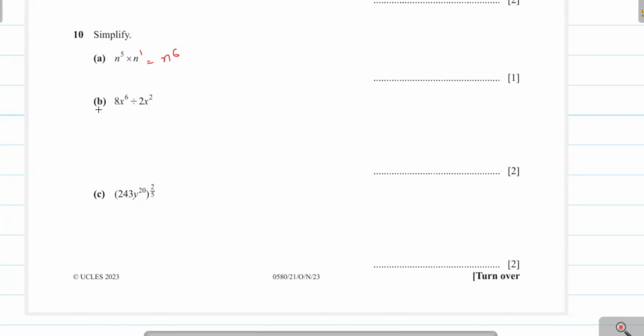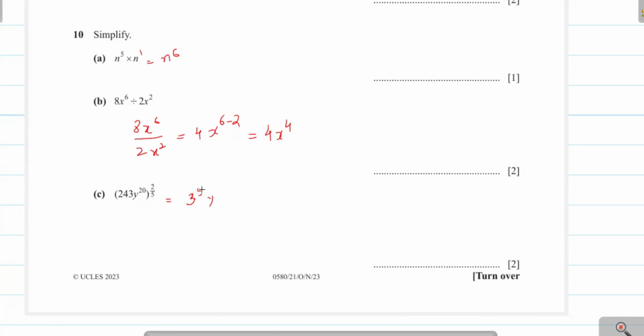Question part C, (243y^20) to the power 2 over 5. Now we can write 243 as 3^5, and y^20 is written as it is, into the whole power 2 over 5. Now we expand this expression.